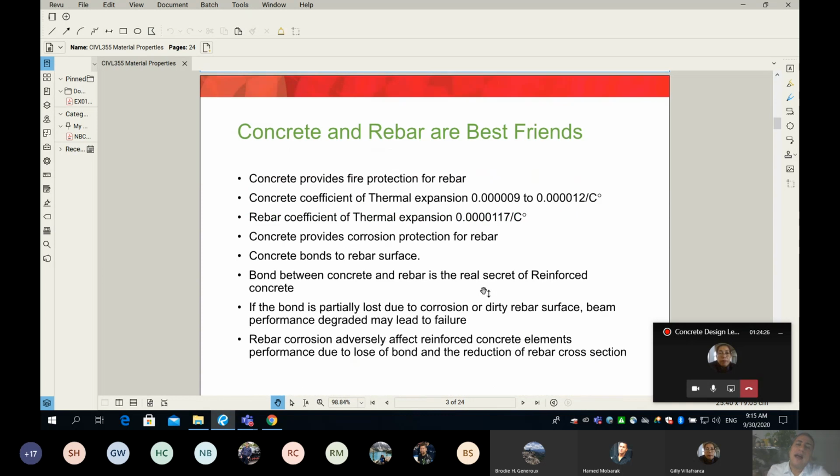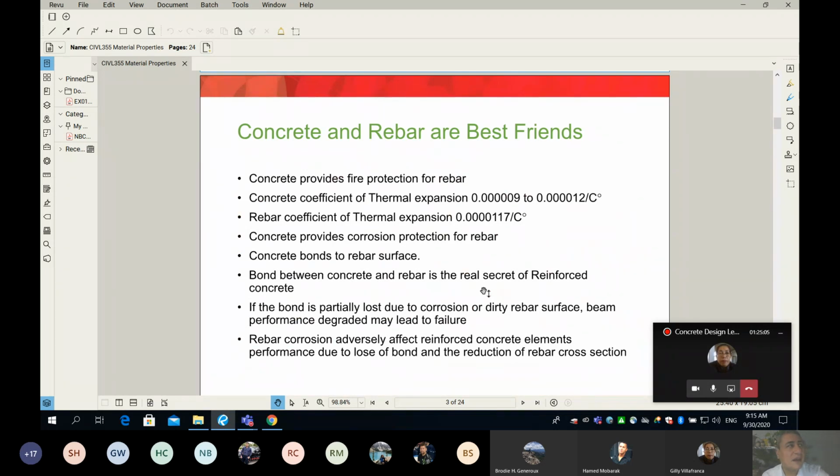But let me explain. I put the title for this slide: concrete and rebar are best friends. Concrete and rebar are best friends. Okay, and I'm going to show you. A minute ago we said concrete was very weak in tension. So what did we do? We placed rebar primarily on the tension side to take care of the tensile stresses. So this is a favor that rebar does for the concrete. How about the other way? The other way is that concrete provides fire protection for the rebar.